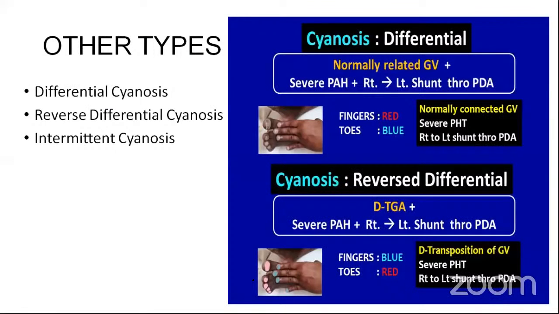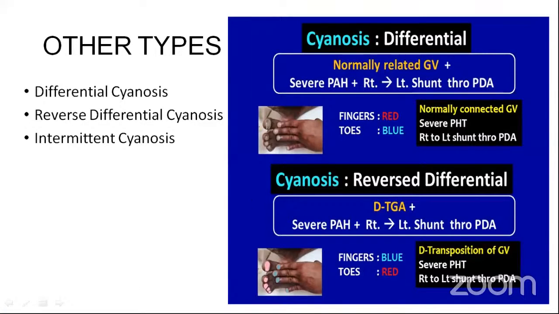So the causes we know. Then the other types will be a differential cyanosis, a reverse differential cyanosis, and intermittent cyanosis. A differential cyanosis, whenever there's Eisenmengerization occurring through a PDA, you will get this.